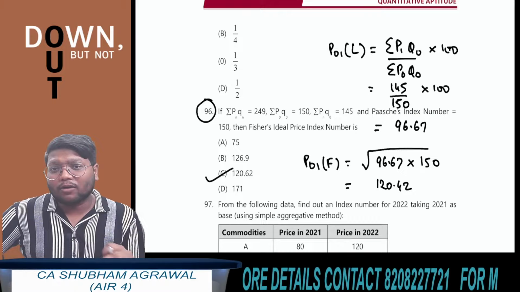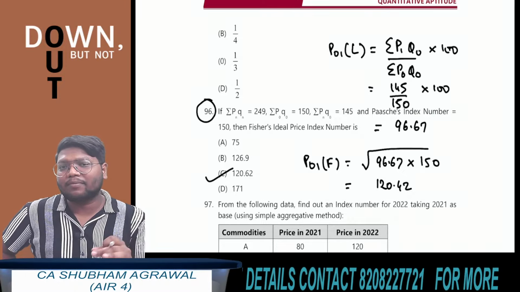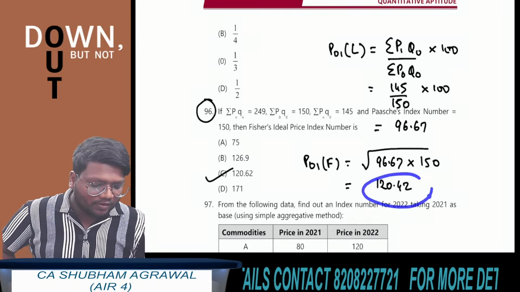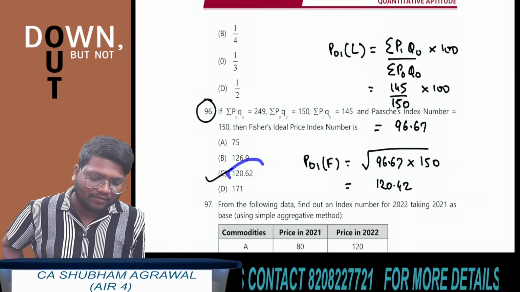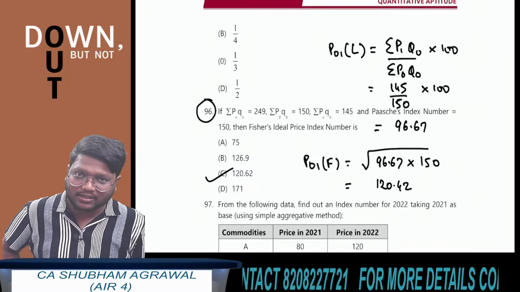And what is the formula of Fisher's ideal price index number? Geometric mean of Laspeyres and Paasche's price index number. We have got the answer as 120.42, which is nearly equal to 120.62. So you can choose option C as the answer.